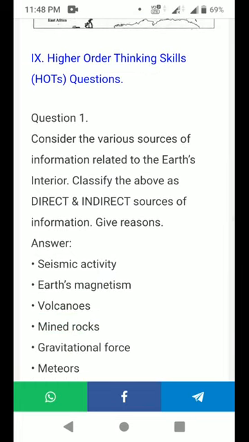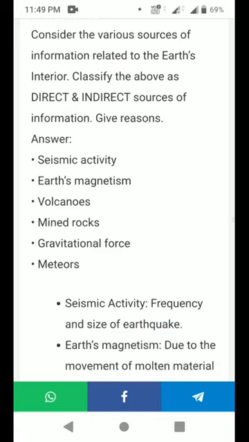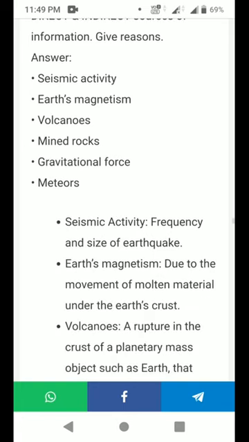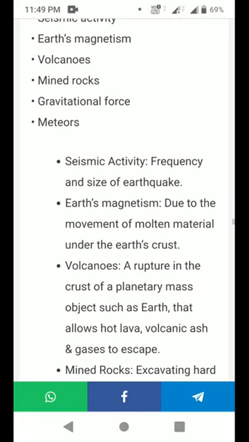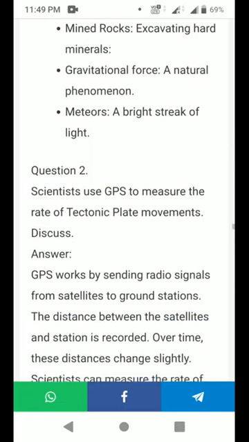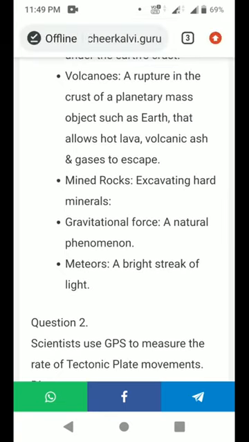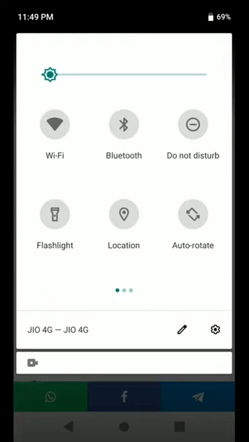Next one, the HOTS question. First one, consider the various sources of information related to the Earth's interior. Classify the above as direct and indirect sources of information. Give reason. Seismic activity, Earth's magnetism, volcanoes, mined rocks, gravitational force and meteors. The answer to that is also given. Only one question is there. So students, please study well and be thorough with this lesson. Okay.